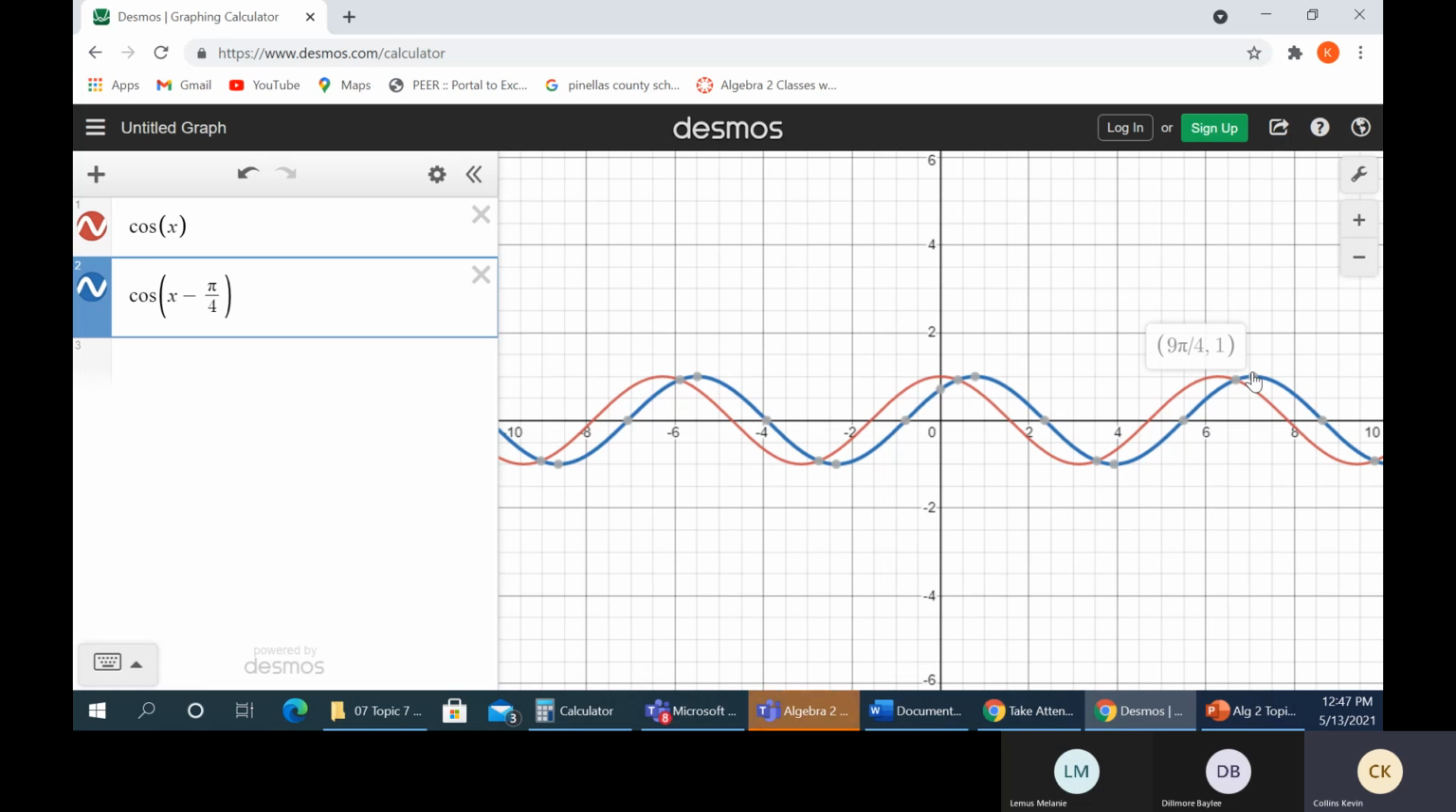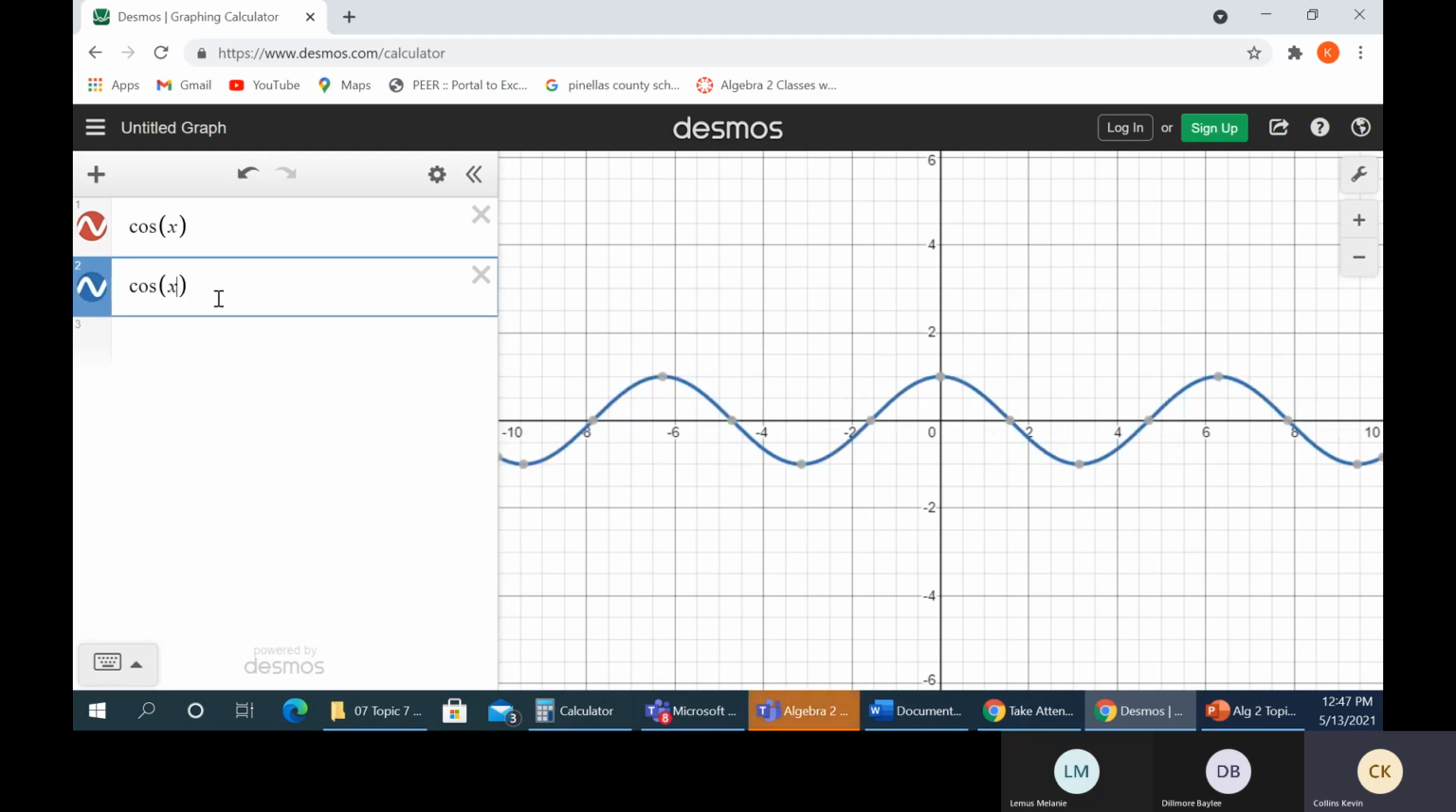Cool. All right, so let's take a look at the other one. So that one, I'm going to have something different here. I think it's plus. So put plus. All right, so there's our original in red.